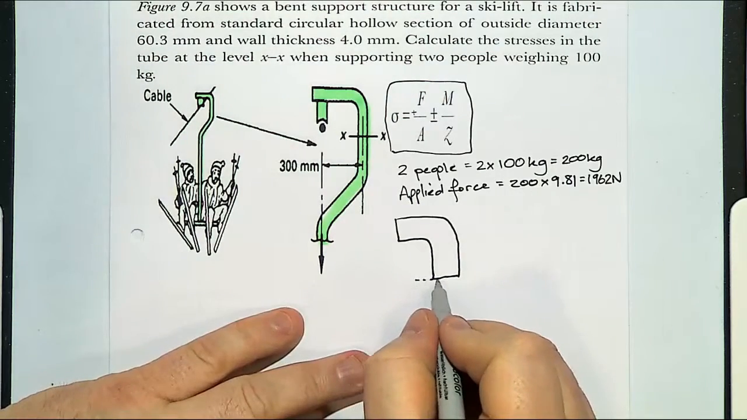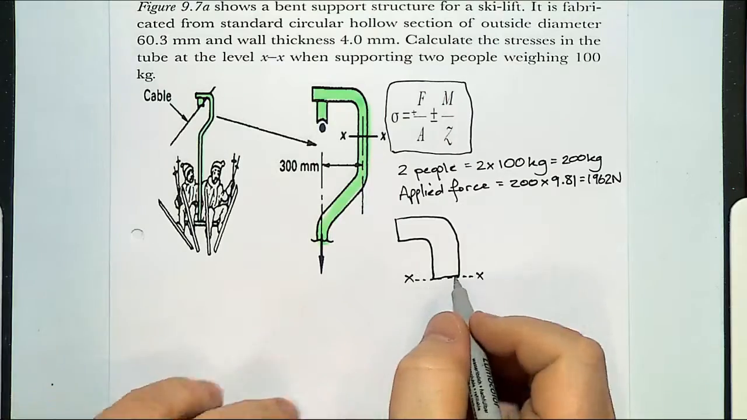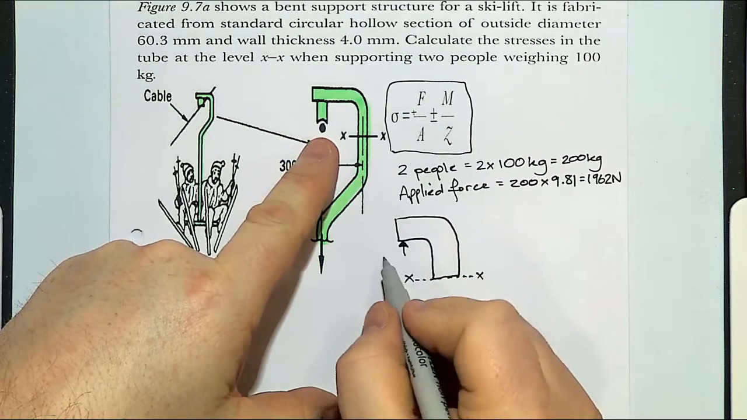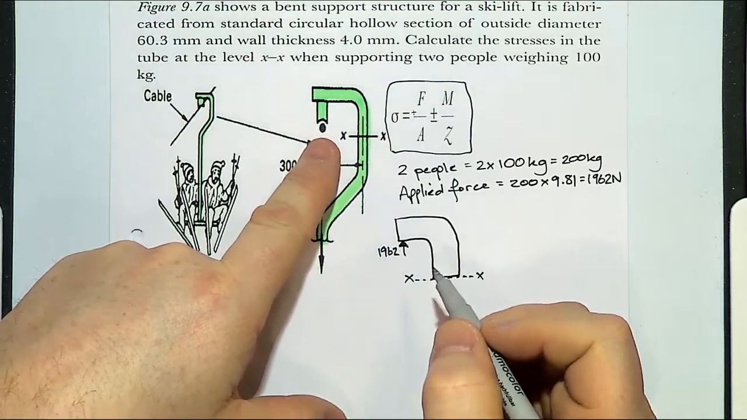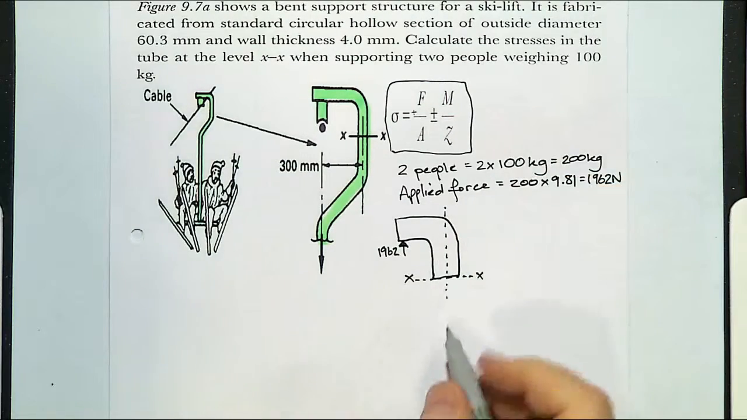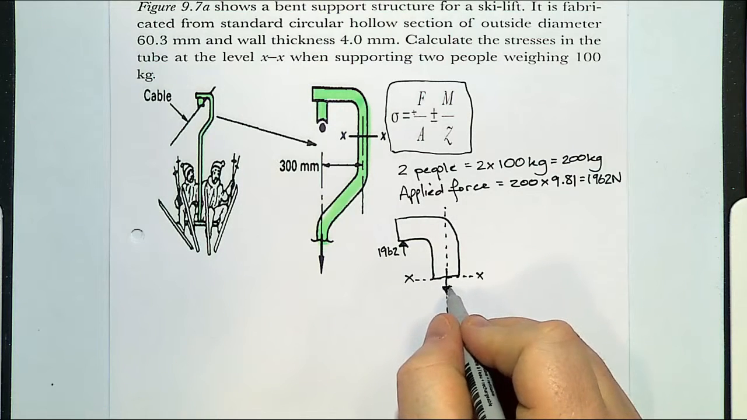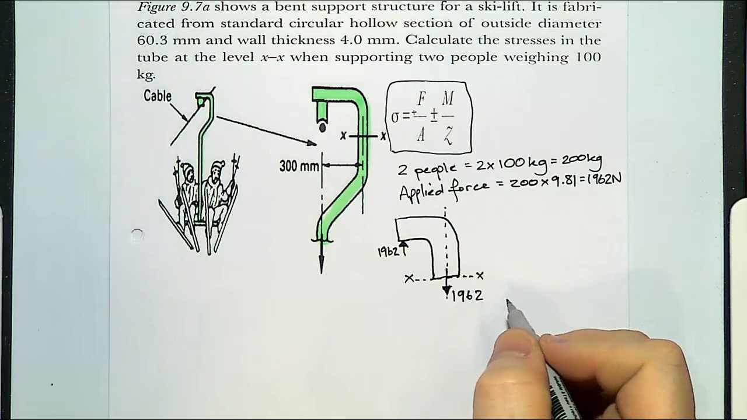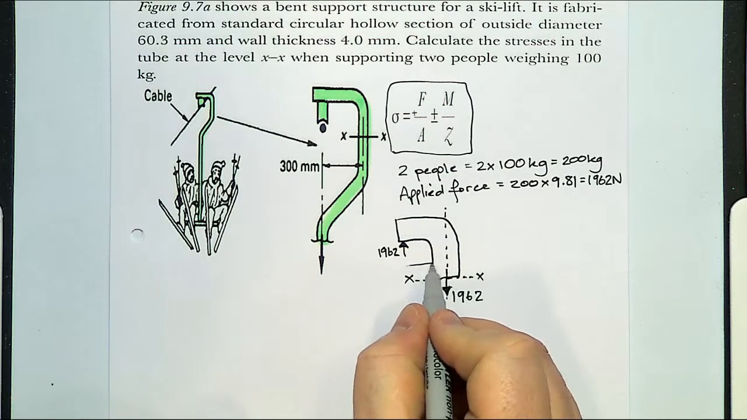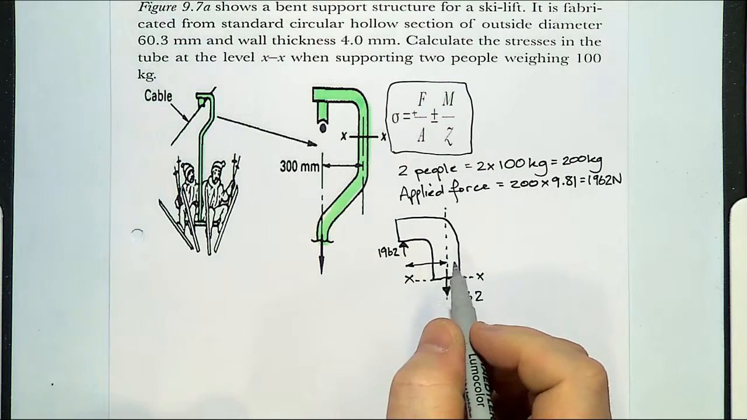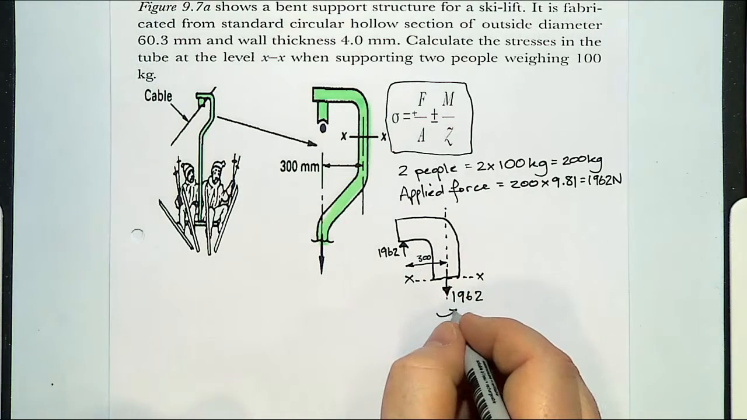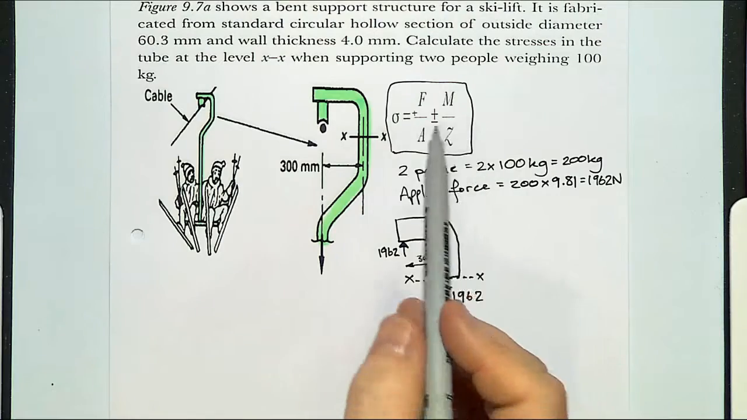If that's the XX, we've got at this point here 1,962 newtons going up. And there's also through the neutral axis of the tube, we have 1962. So that's representing the weight of the 2 people. You have this distance here. That's our E, our eccentricity. That's the 300. So there'll be this moment M. So we've worked out what the force is.